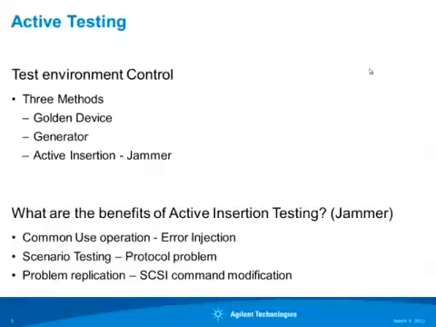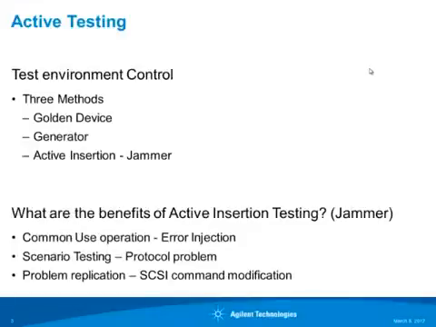Active testing can take several different forms. First, it can be simply using a golden device, a device you trust, to connect in and monitor and test with. That gives you the first benchmark test of operation. But that doesn't give you any error situations. The next common way is by using some type of generator that allows you to control the commands. However, this has the difficulty that it's usually not normal operation.